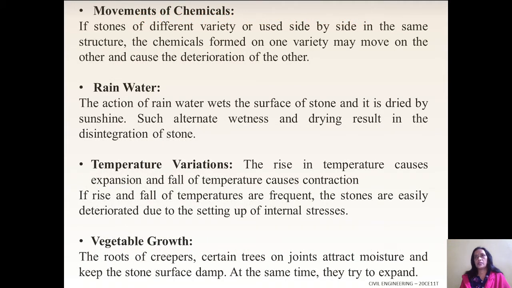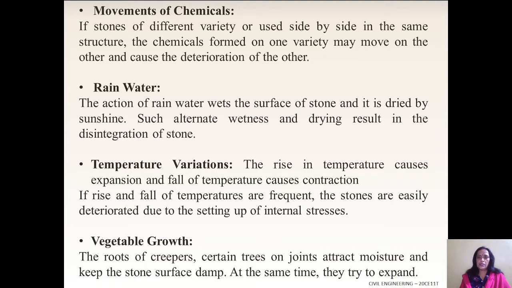Then the movement of chemicals. When stones are used in combination side by side, for example limestone and sandstone used together in the same structure, the chemicals formed due to the atmosphere are transferred from one variety of stone to the other. So it causes deterioration again. Rainwater wets the surface of the stone and it is dried by sunshine. It also causes alternate wetness and drying, resulting in deterioration of the stone.